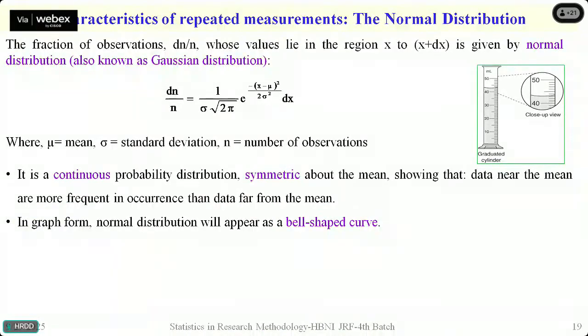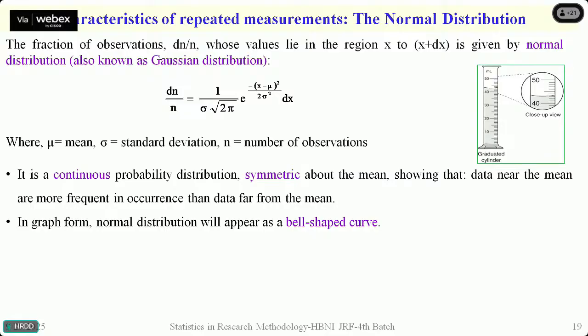Now we have understood that repeated measurements always have some variation. They are not like all the time you hit the target, you reach the same point. There may be variation, especially when we are measuring continuous variables. If you plot the number of hits versus the point where you are hitting, you will get the probability distribution.